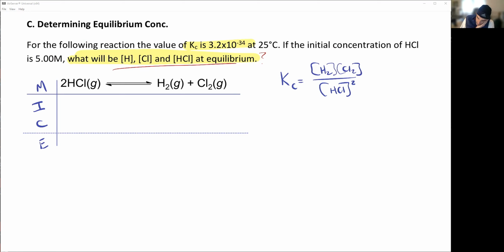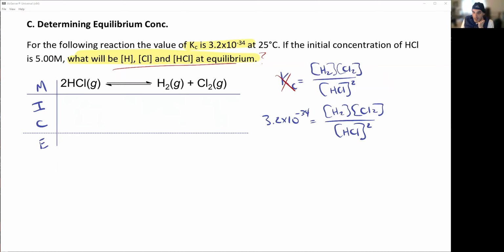Okay, and now we're going to plug in numbers. So we do know Kc. Kc is 3.2 times, actually, I'm just going to do it down here. Let me rewrite this. 3.2 times 10 to the negative 34 equals concentration of H2, concentration of Cl2, over concentration of HCl squared. All right, good.